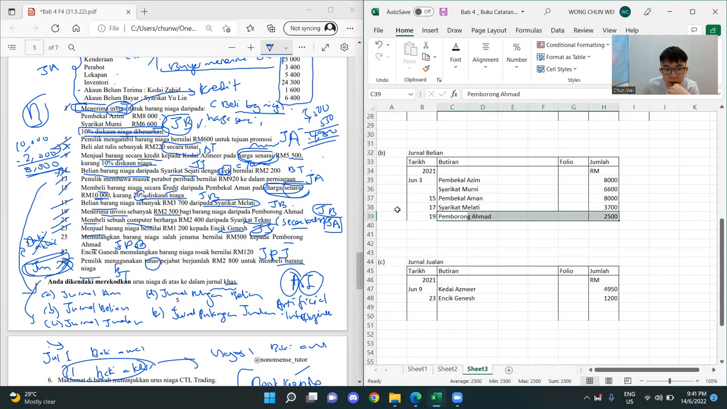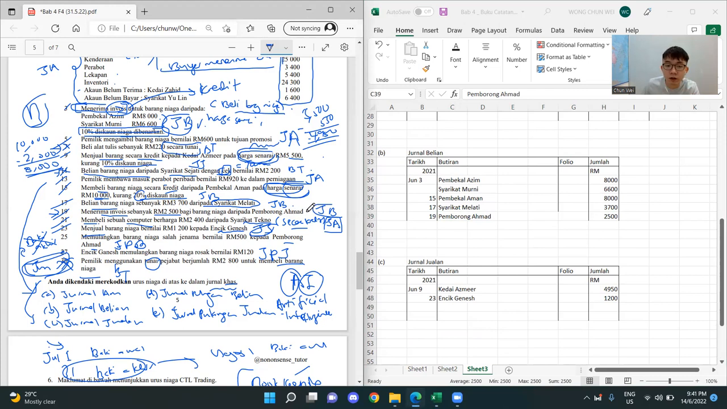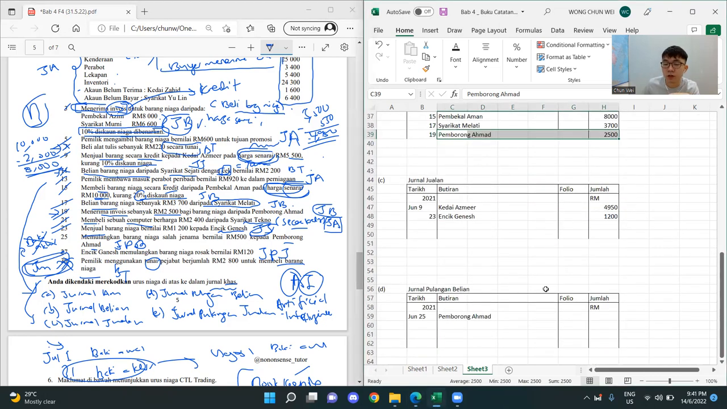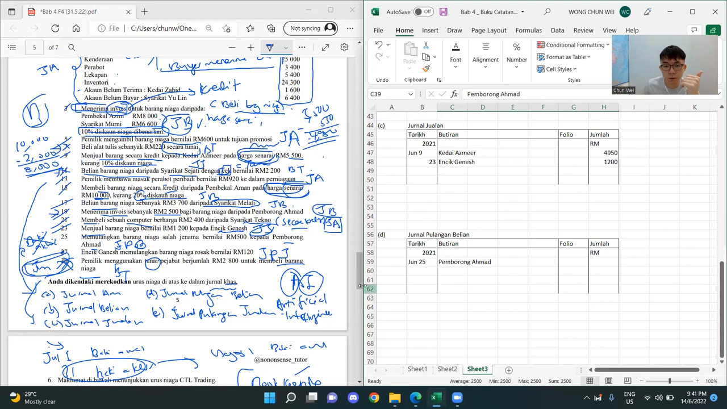Okay, so actually, there's a Pemborong Ahmad on 19. Okay, so 19, invoice 2,500. Okay, then see. Meaning there is not any discount niaga. All right, so we can show we take this figure. If there is a discount niaga, like 10%, then we have to times 10% minus out, then only we put in the figure. Okay, just like the exercises that we did for the document. All right, so 25th here, we can straight away put the figure 500.